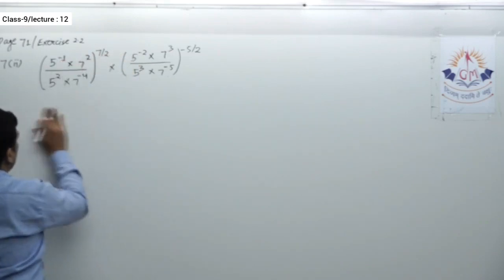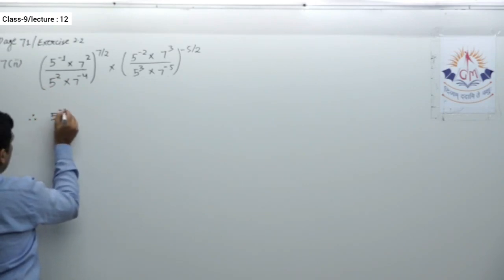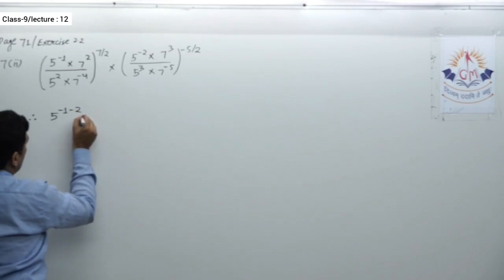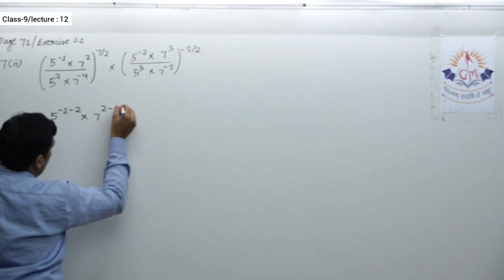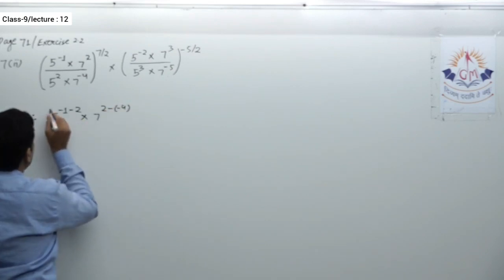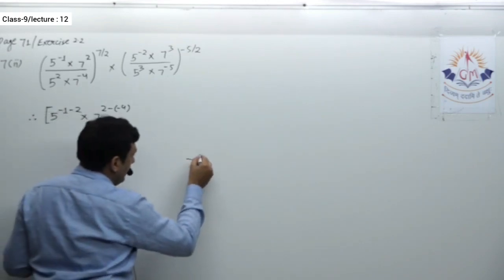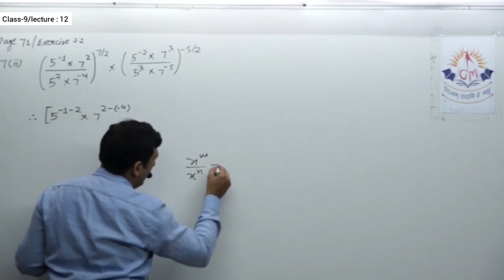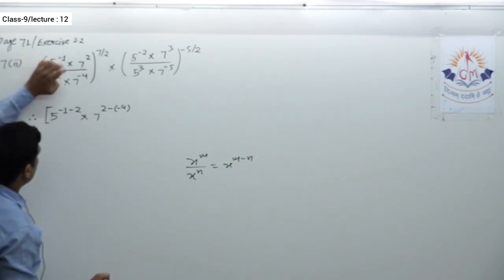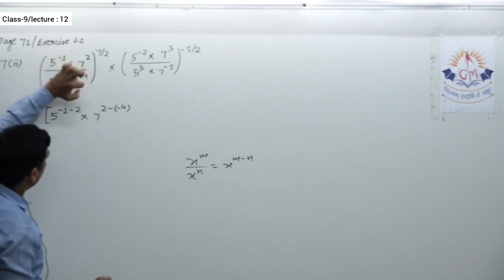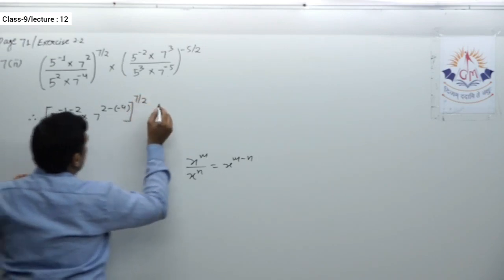So here 5 raised to minus 1 upon 5 raised to 2. Definitely I can write 5 raised to minus 1 minus 2 multiplied by 7 raised to 2 minus minus 4, so 2 minus minus 4. Here I applied which law? Quotient law. Quotient law says x raised to m upon x raised to n is equal to x raised to m minus n. So minus 1 minus 2, here 2 minus minus 4, and this power 7 by 2 remains as it is.